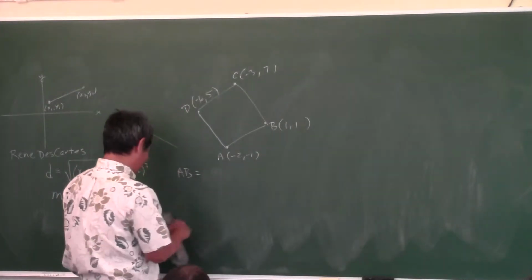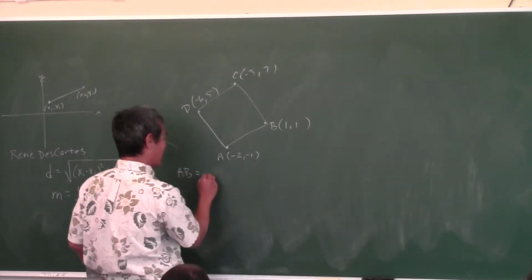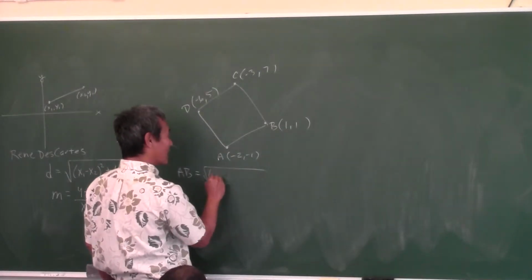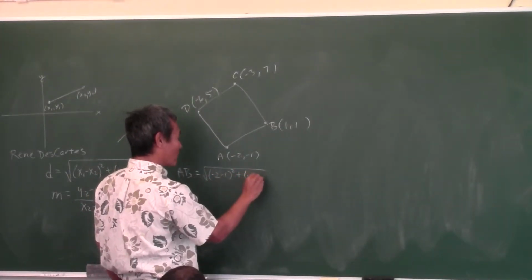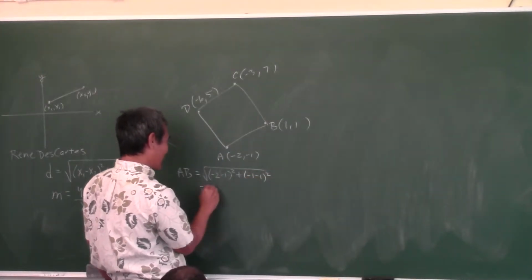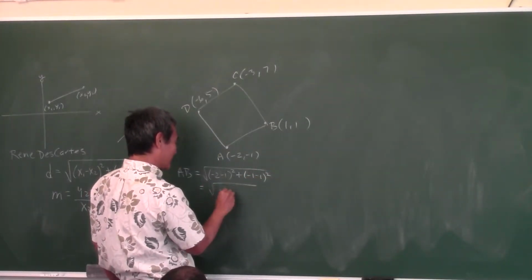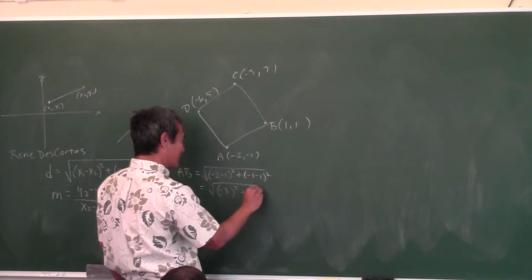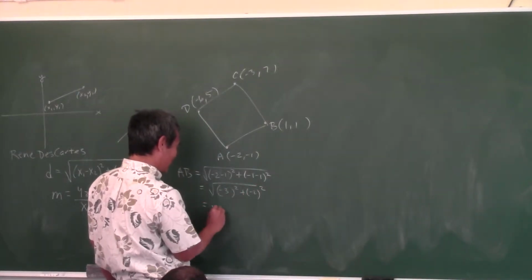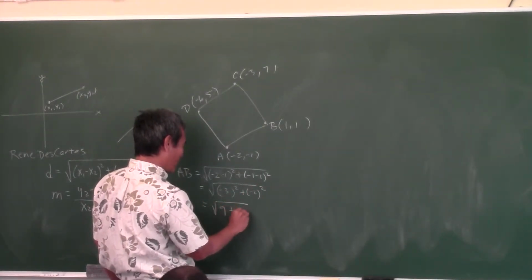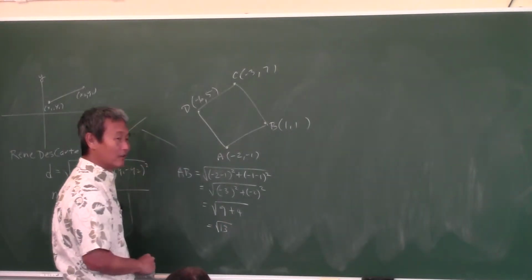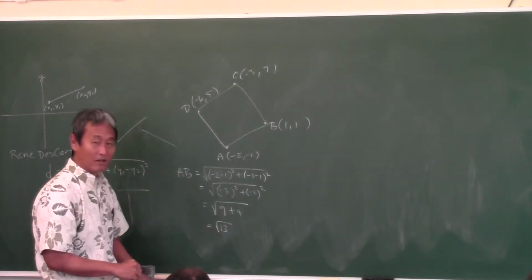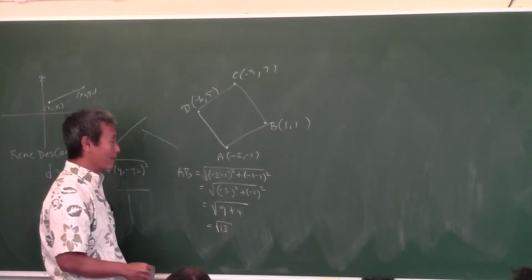Well, I don't want to see this, okay? I definitely don't want to see this: the square root of (-2 minus 1) squared plus (-1 minus 1) squared. So that's equal to the square root of (-3) squared plus (-2) squared, and that's equal to the square root of 9 plus 4, which is the square root of 13. Hopefully you can just write that down. It just takes a little bit of practice.